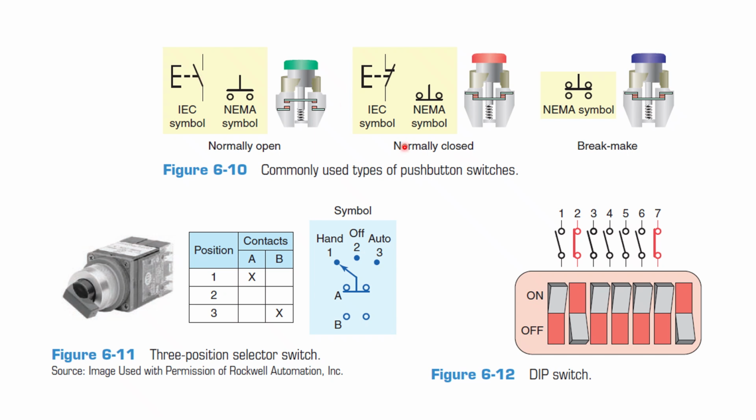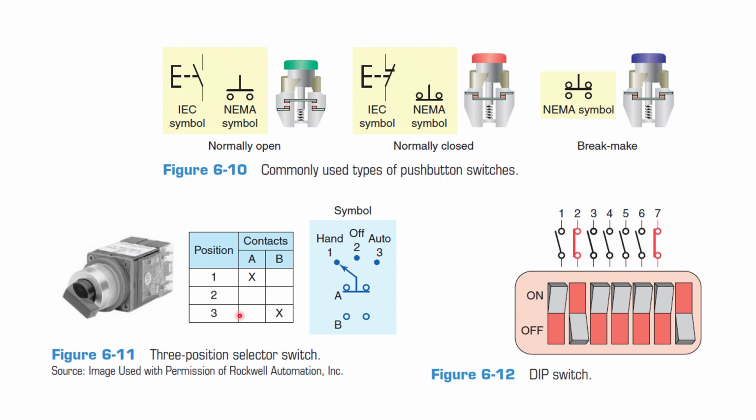Another one is a normally closed switch. You can see that the contact is closed. Here also, in the IEC symbol, the contact is closed. This is how the switch is represented in the industrial standard. Similarly, the break make switch will have both the open and closed contacts, and only one will be activated at one time. So these are the commonly used types of push button switches.